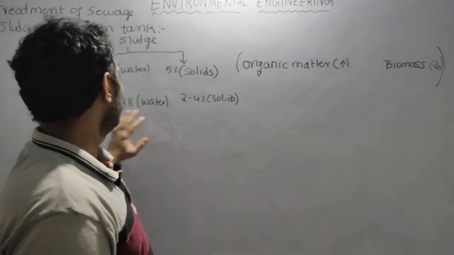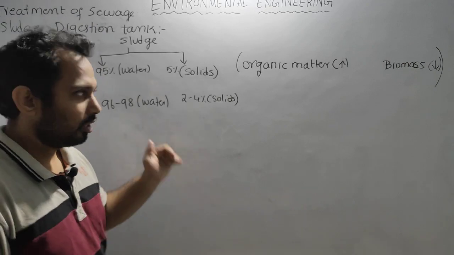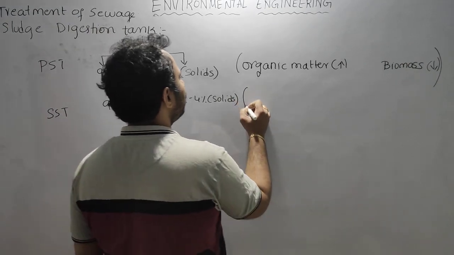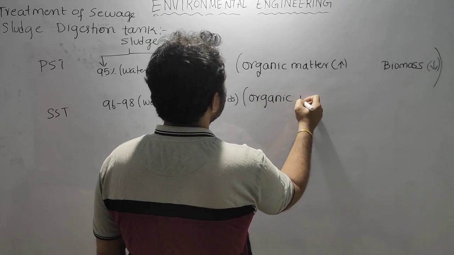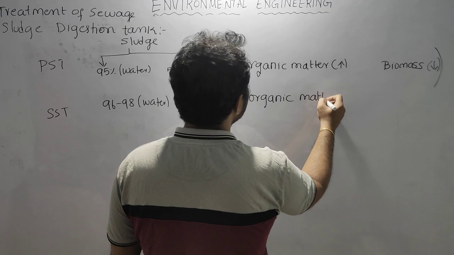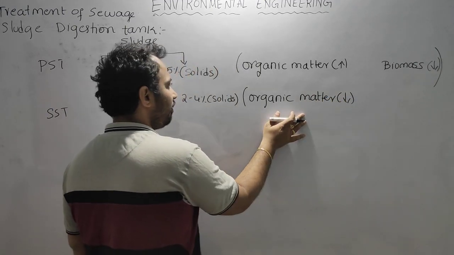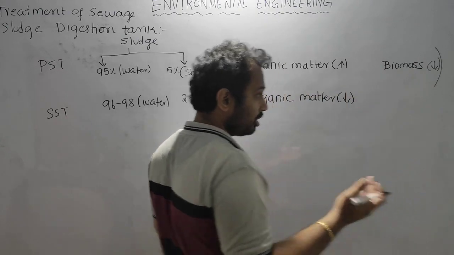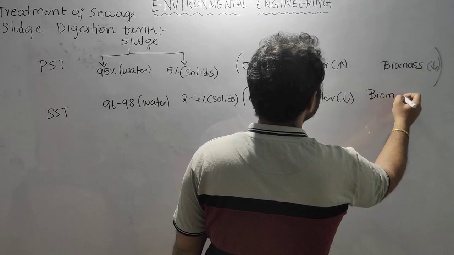But whatever sludge you are deriving from the secondary sedimentation tank, there the organic matter is already completely exhausted. The carbonaceous matter is gone, so only nitrification demand is present. So organic matter will be less, but the biomass concentration will be very high.